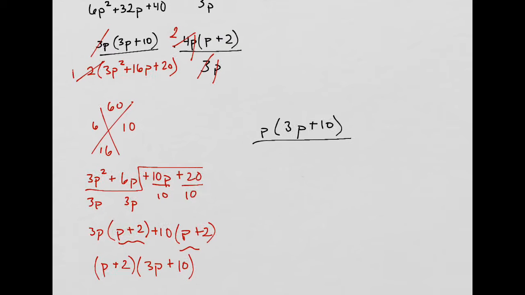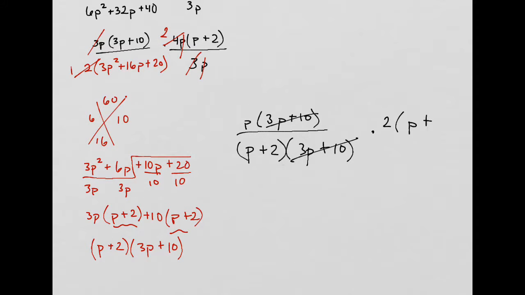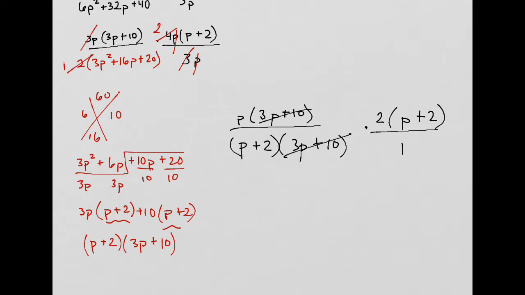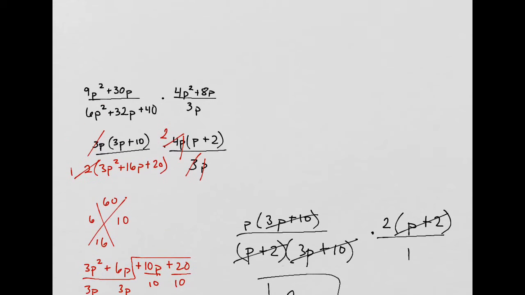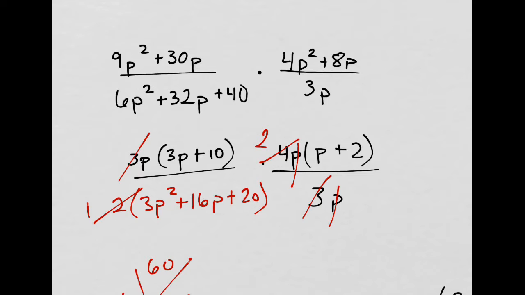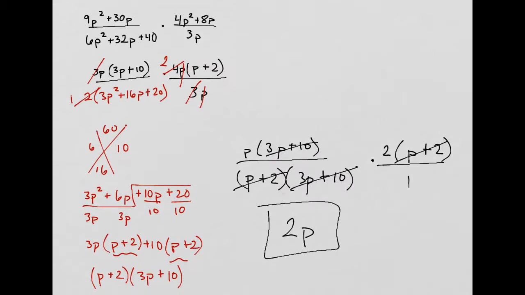All right, so then I have just p, remember that canceled out with that stuff, I reduced it, plus 2. 3p plus 10, that cancels out. And over here I'm left with 2 and p plus 2 over nothing, over 1, right? Because those canceled out to 1. And, oh, p plus 2. That also cancels out. So really, the answer is just 2p. That's really nice. Cool. So for this, I do not need common denominators because I'm not adding or subtracting fractions. All I need to do is factor and cancel stuff out.